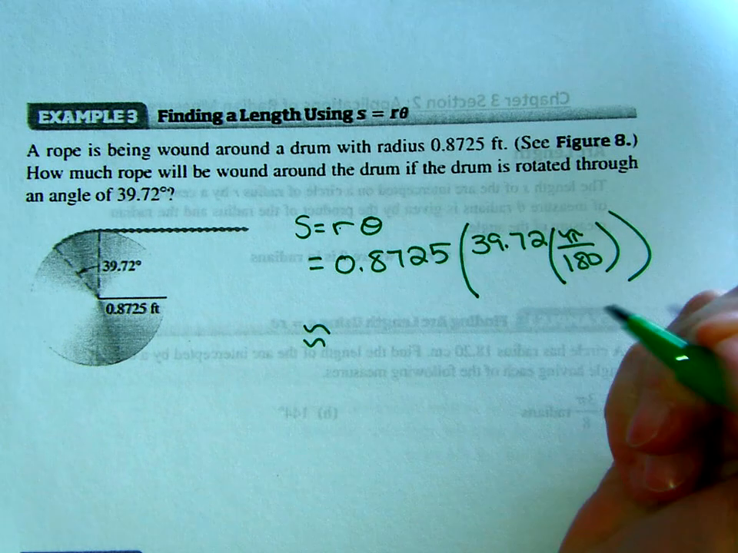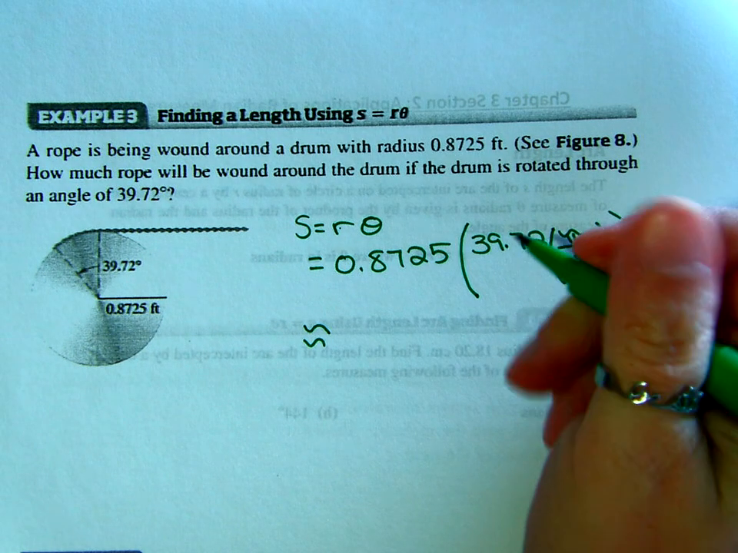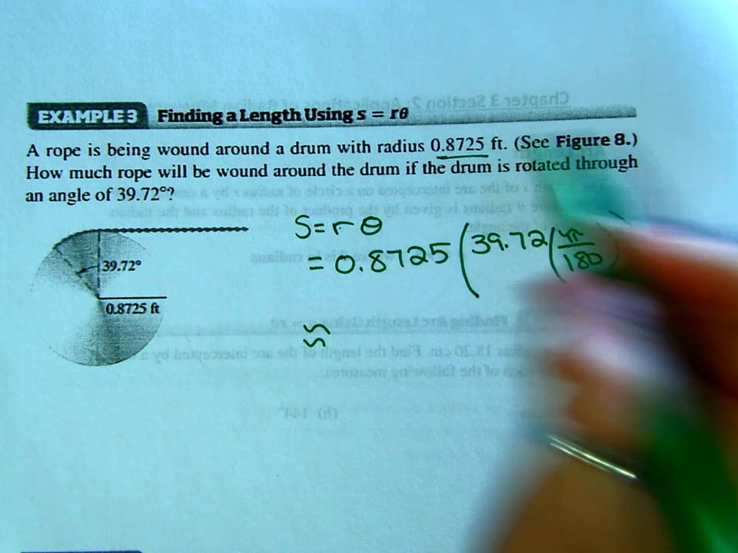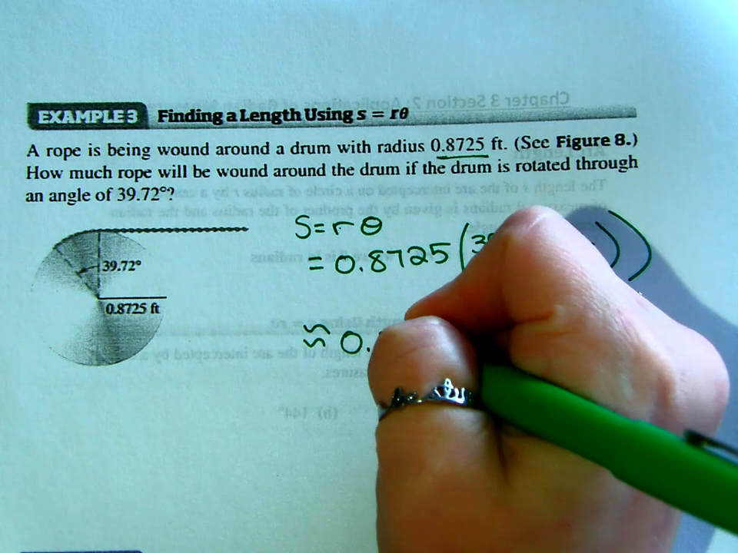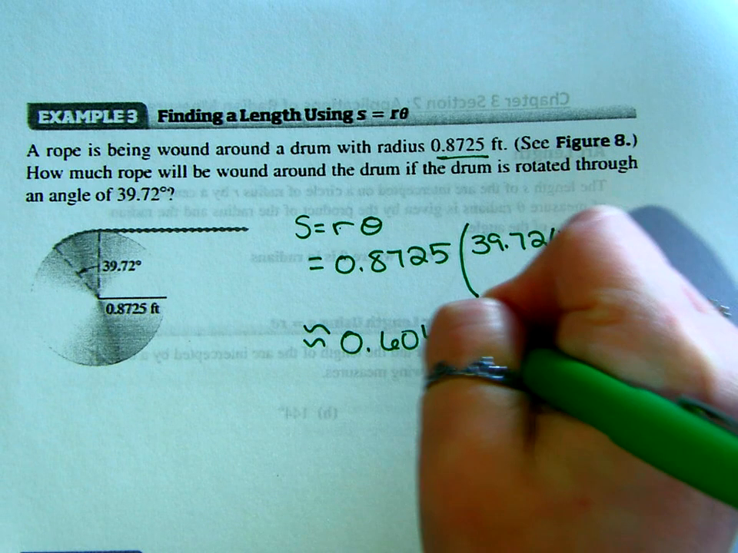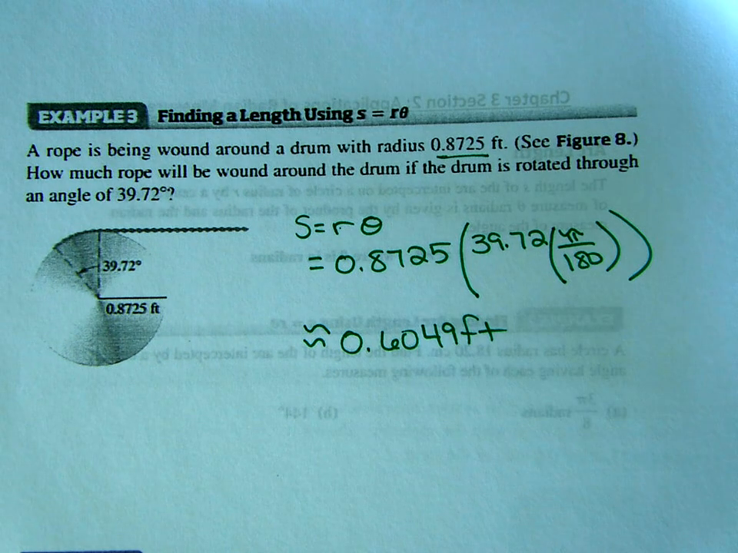This one, according to the book, they had us go out 4 decimal places because this started off with 4 decimal places. So it was 0.6049 feet. So a little bit over half a foot of the rope will get wound around that drum. Any questions so far?